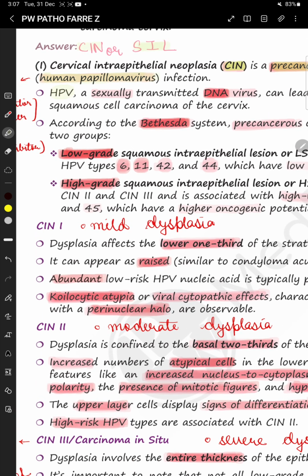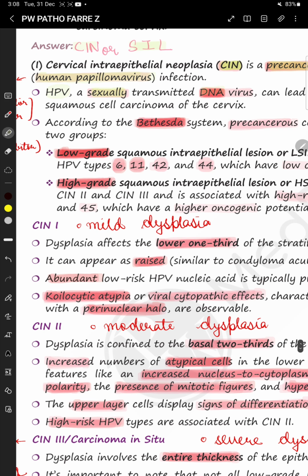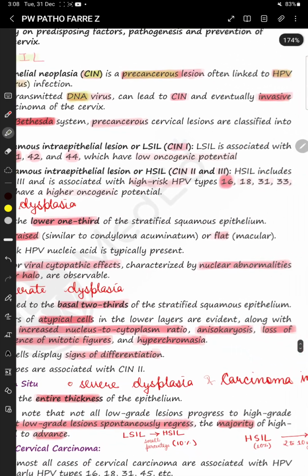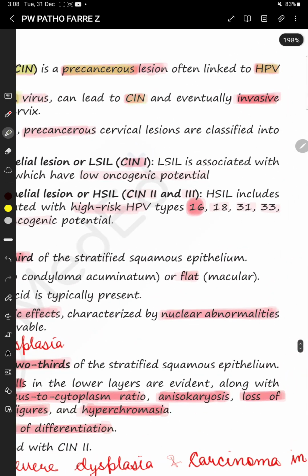HPV is transmitted sexually. The route of transmission is through sexual contact, and it is a DNA virus. It can lead to cervical intraepithelial lesion, and this can eventually progress to invasive carcinoma. HPV के इन्फेक्शन के कारण पहले cervical intraepithelial neoplasia होगा, and this can even change into invasive carcinoma.